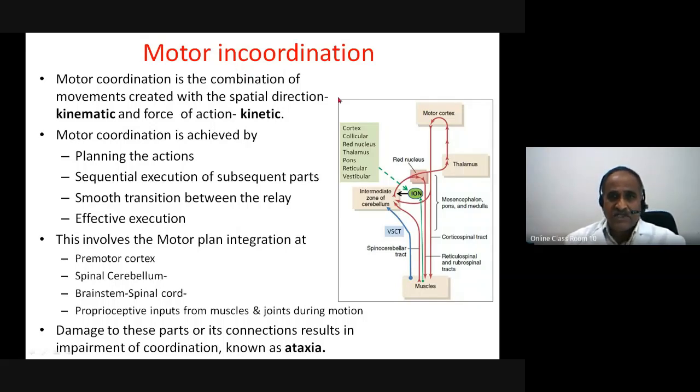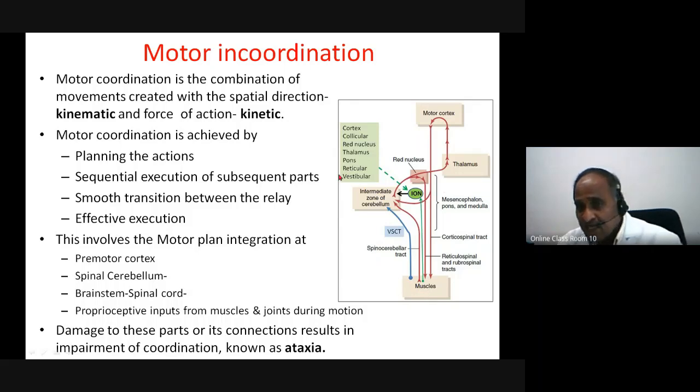The motor coordination starts with the planning of actions. The planning of actions happens here in the premotor cortex and the motor cortex. And in this planning of action, the sequences and the timing and execution of all the actions are present. Now, this sequencing, timing, and the plan of the entire action is sent to the motor neurons in the spinal cord and then to the muscles via the corticospinal tract. So that will produce the sequential execution of various actions by the muscles.